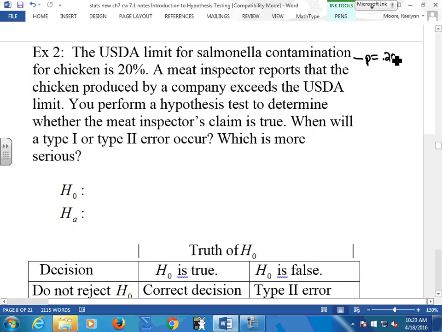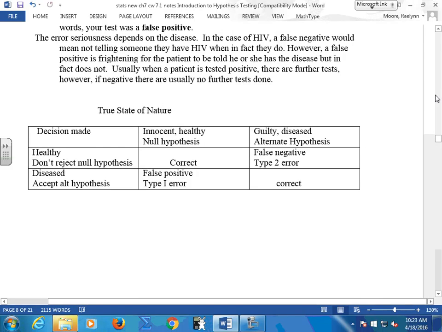20%. A meat inspector reports that the chicken produced by a company exceeded the USDA limit. You perform a hypothesis test to determine if the meat inspector's claim is true. Okay, when will a type 1 and when will a type 2 error occur? Now, this is the dangerous part.